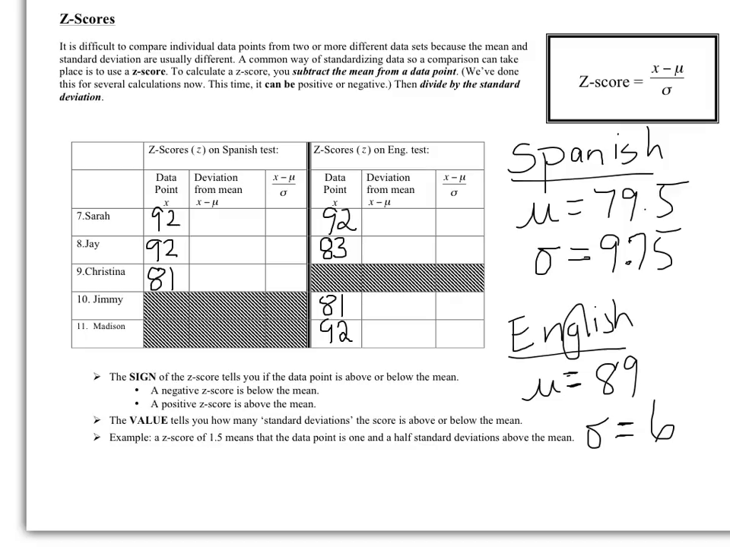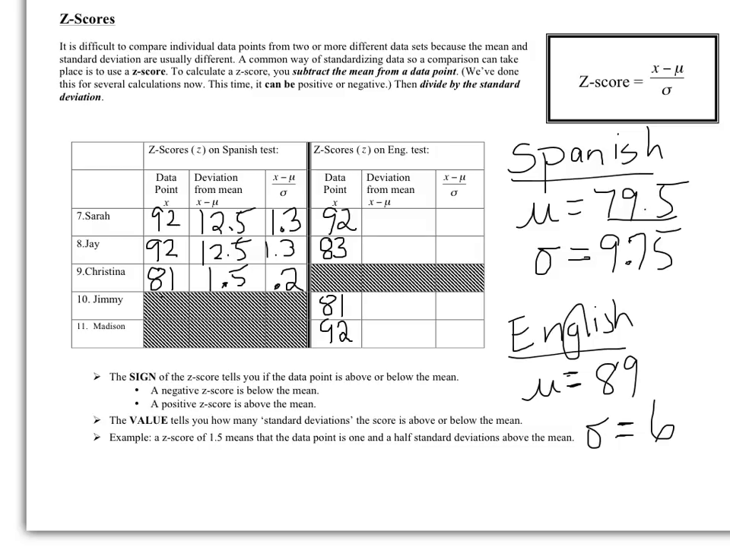So for Sarah's deviation from the mean, we're going to do 92 minus 79.5, and that gives me 12.5. Then I'm going to take that 12.5 and divide it by 9.75 because that's the standard deviation. Let's just round to the tenths place, and that gives you 1.3. Of course Jay, same test, same score, his information is going to be the same: 12.5, 1.3. All right, so Christina, we're going to take her score, 81, subtract 79.5, and then divide it by 9.75. So 81 minus 79.5 gives me 1.5, and then I divide that by 9.75, and that gives me 0.15 something. Let's just round that to 0.2.